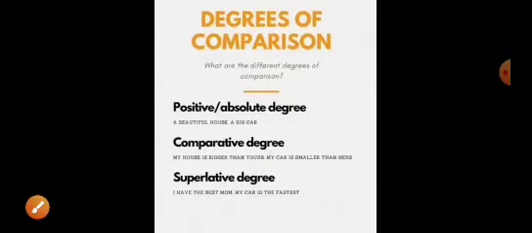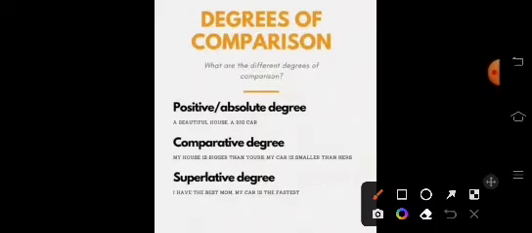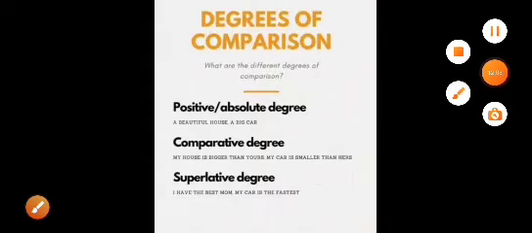The comparative degree is used when the comparison is made between two things. The superlative degree is used when the comparison is made among the entirety of something, that is, when all other things are included and we select or choose one out of them. In the comparative degree we use the word than, and in the superlative degree we use the word the. So I hope the degrees of comparison are clear to you all.